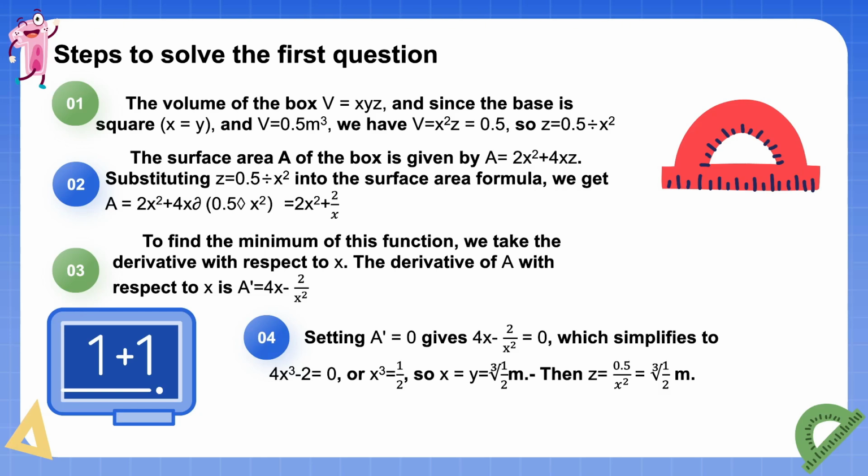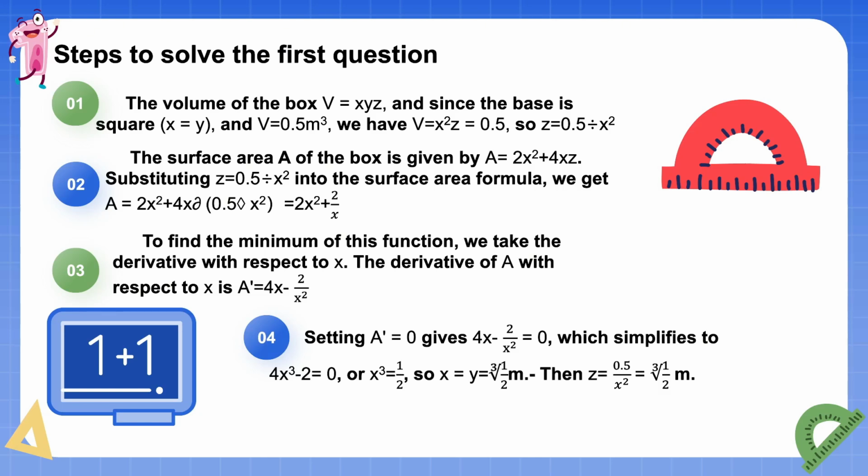Next, we calculate the surface area, A, of the box, which is given by A equals 2x squared plus 4xz. Substituting z by 0.5 over x squared into the equation, we simplify the surface area formula as A equals 2x squared plus 4x times 0.5 over x squared. After simplifying, we have A equals 2x squared plus 2 over x.